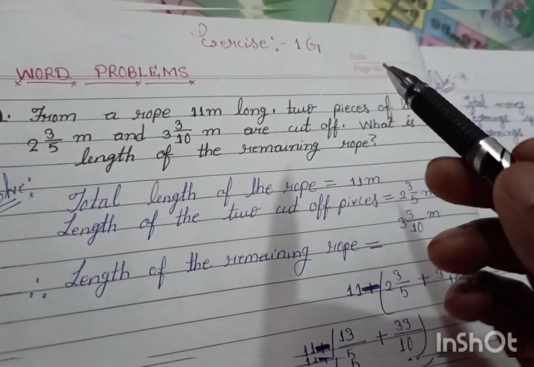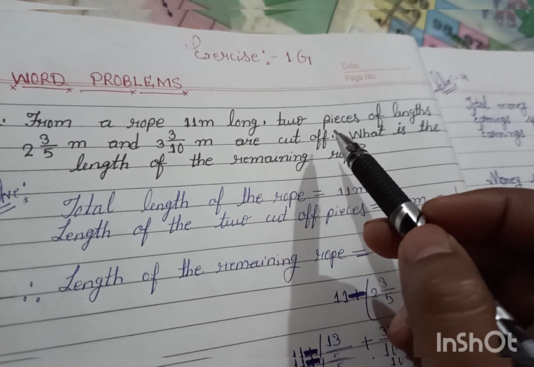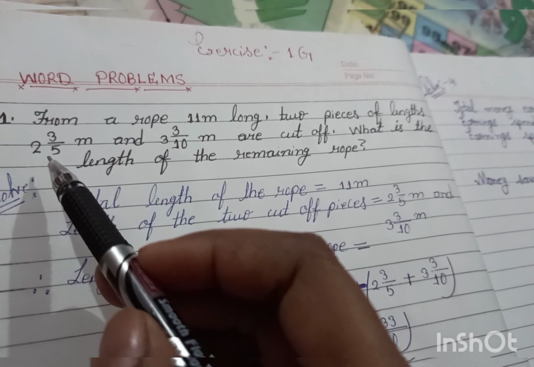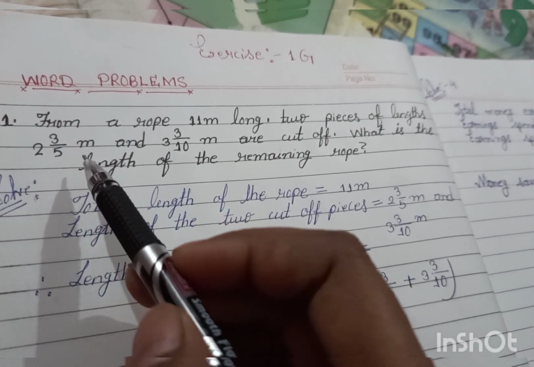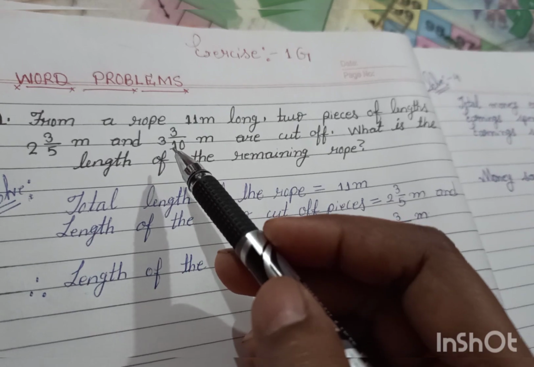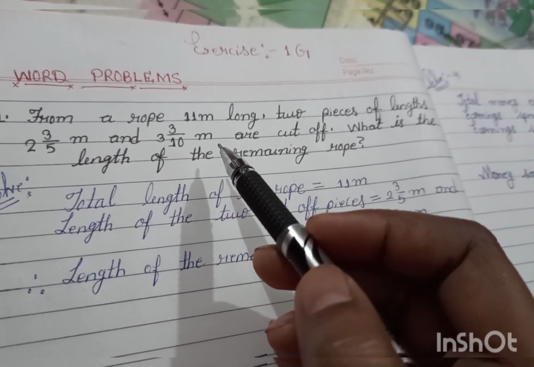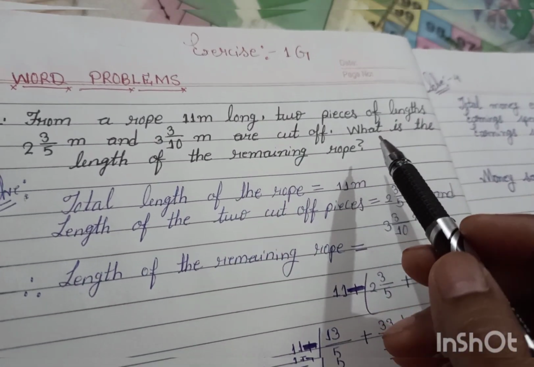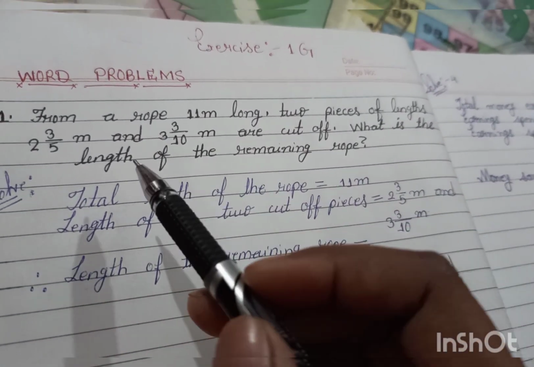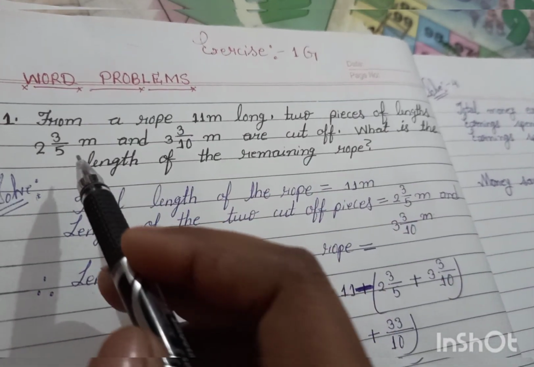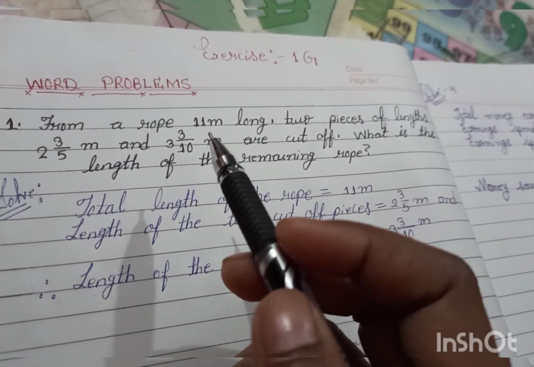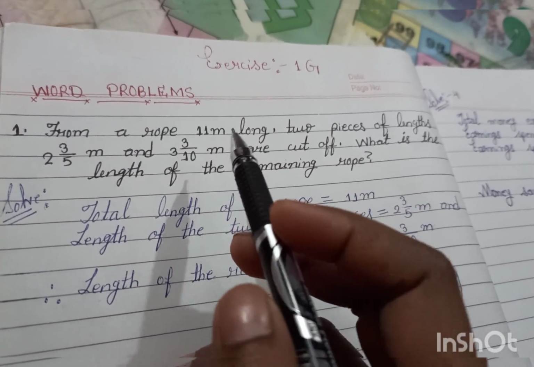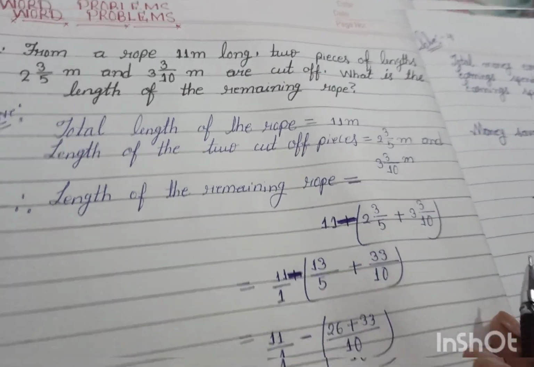From this rope we will cut two pieces. The length of the first cut piece is 2 whole 3 by 5 meter and the other piece's length is 3 whole 3 by 10 meter. We will cut these from the length of 11 meters. So the question is asking, what is the remaining rope? It means after cutting both lengths, how much length is left from this 11 meter long rope. So let's see how we solve.